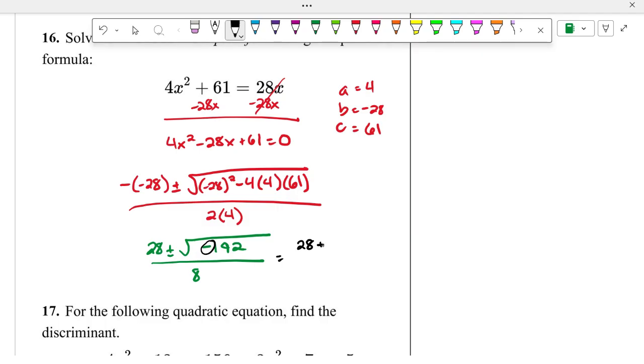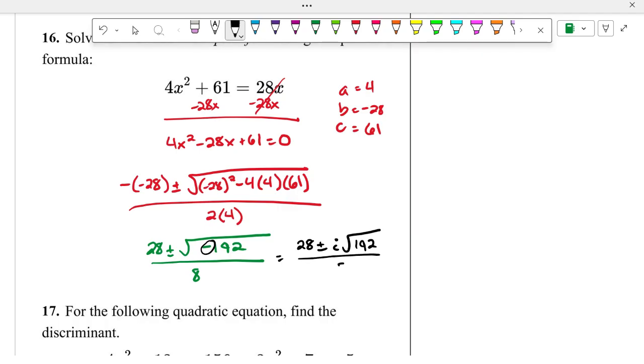So it'd be 28 plus or minus. There's no rhyme or reason why. I mean, there is a why, but honestly, it will go way over your head. So just know, negative under the radical, just bring out an I. That's all you have to do.